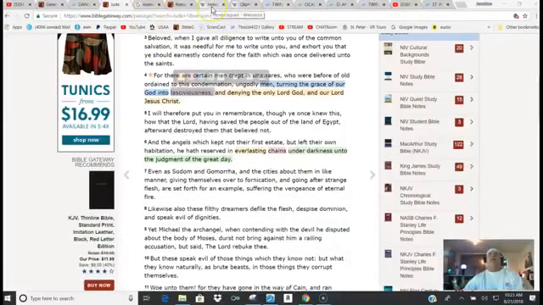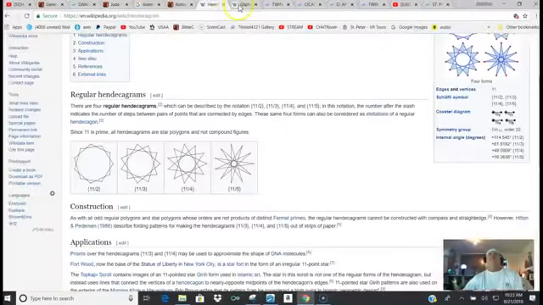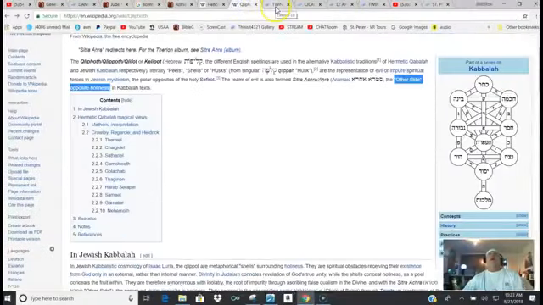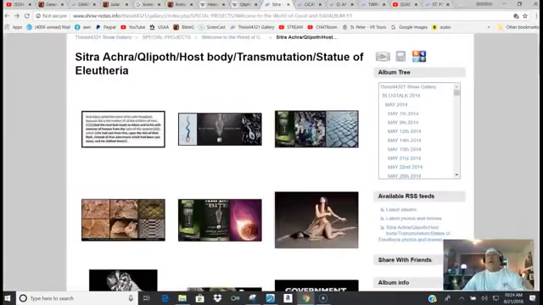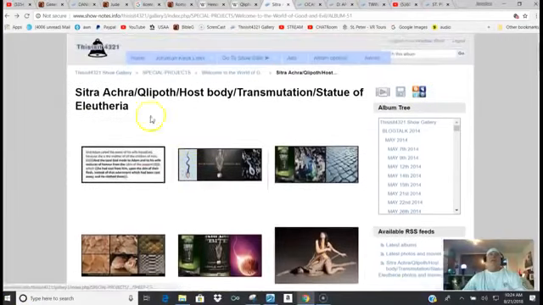Okay, remember Hendecagram, Kelopot, and here we go with the folder. Okay, now we have the new folder. This folder is called Citra Akra, Kelopot, Host Body, Transmutation, Statue of Eleutheria.